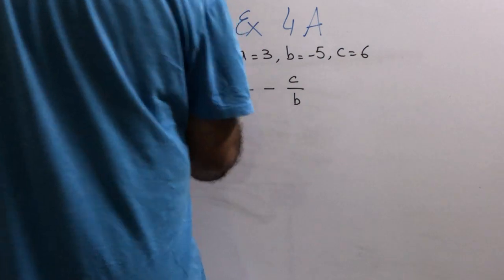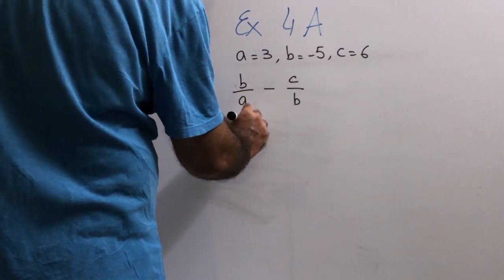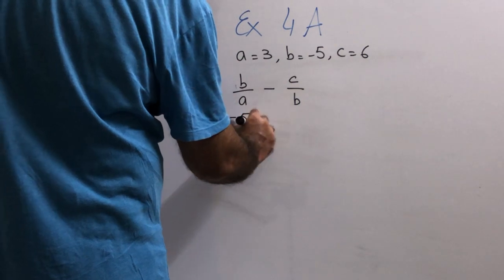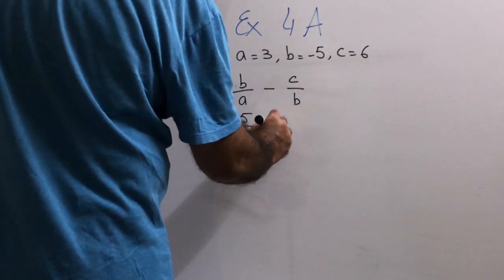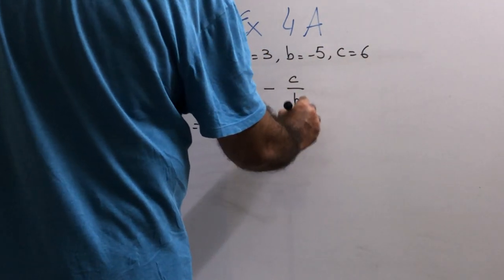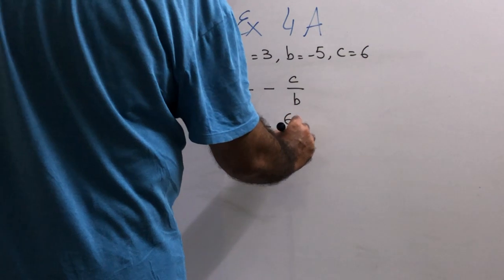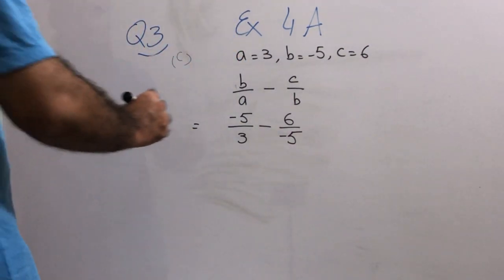So we will start by plugging the values. B is minus 5, it becomes minus 5 divided by A, which is 3, minus C, which is 6, divided by B, which is minus 5. Okay, we placed the values.